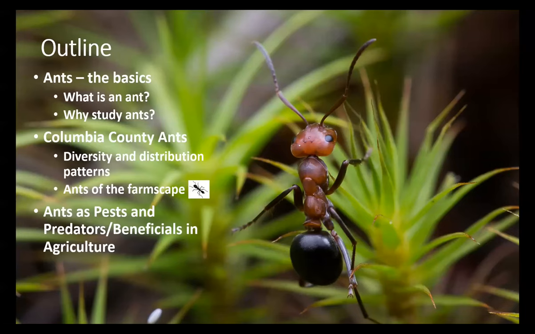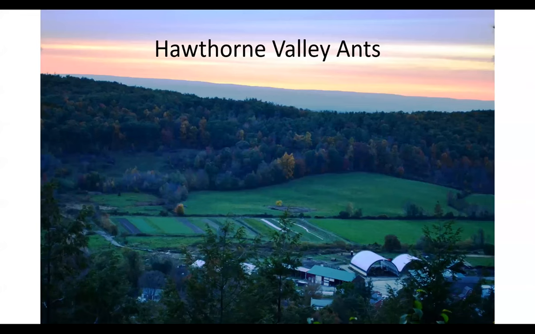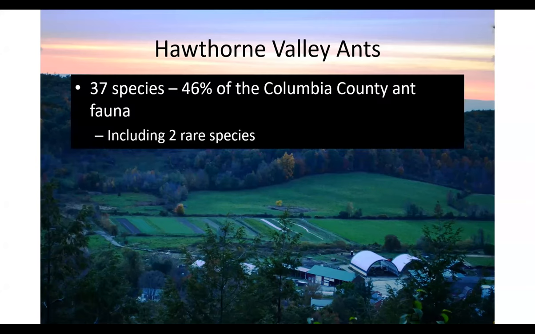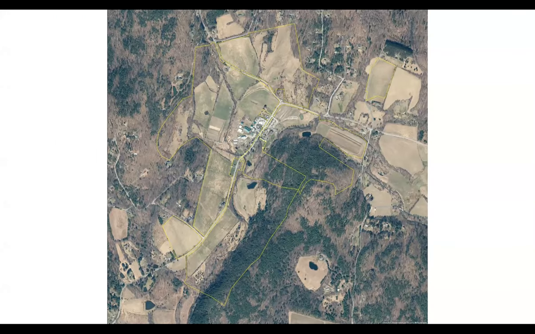Moving on to ants of the farmscape, Hawthorne Valley ants. We've been collecting ants around Hawthorne Valley for 14 years. We have 37 species here, almost half of the total Columbia County fauna, including two rare species. So this is a map of the property here at Hawthorne Valley, or at least some of it. We're around here, I think.